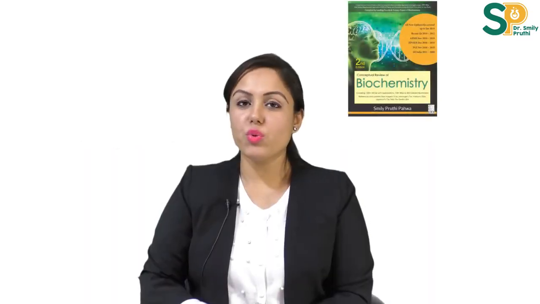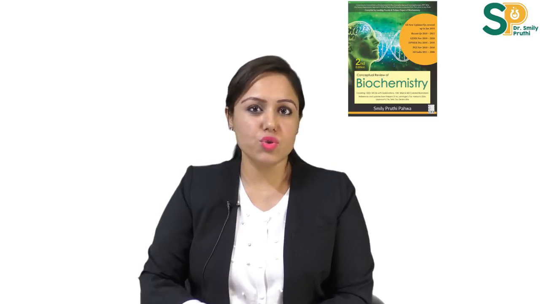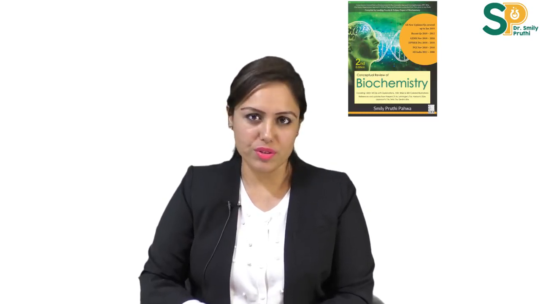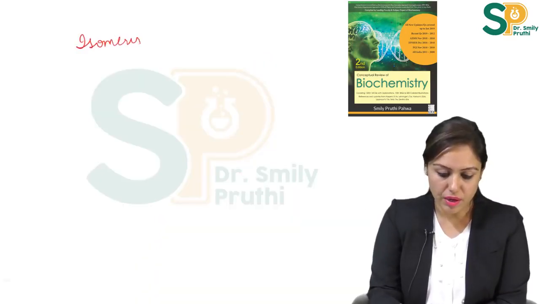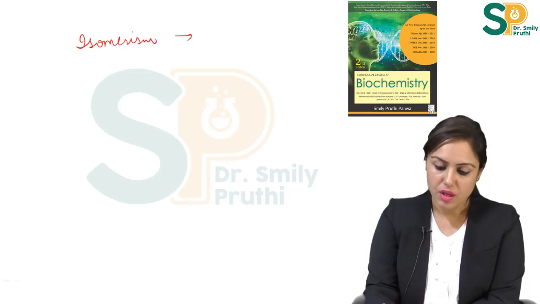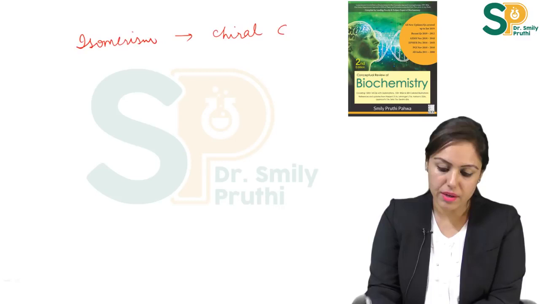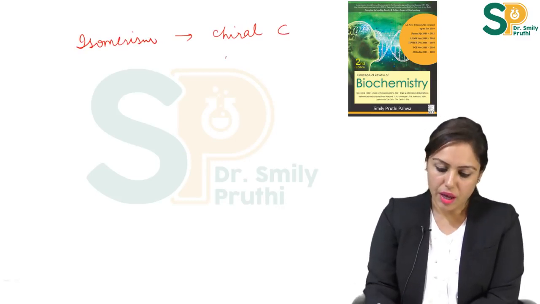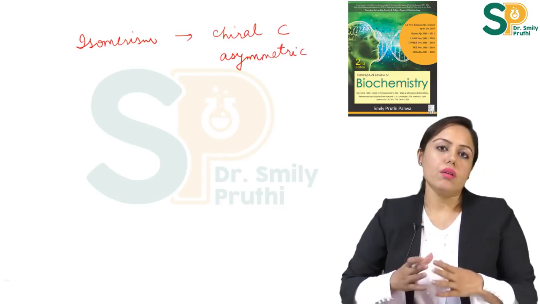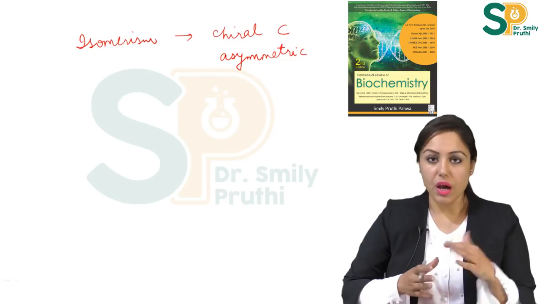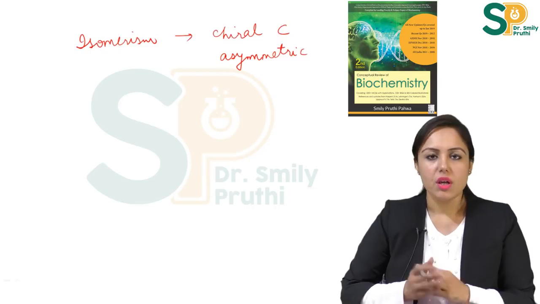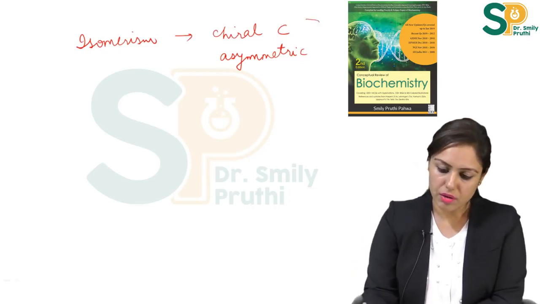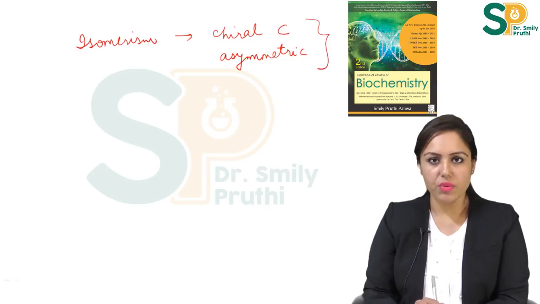Hello friends, welcome to the video in which I'm going to take this topic, isomerism in carbohydrates. So first point, for isomerism we should be having a chiral carbon in the compound, chiral or asymmetric carbon. When all the four valencies of carbon are occupied by different atoms or groups of atoms, then that is called chiral or asymmetric carbon.